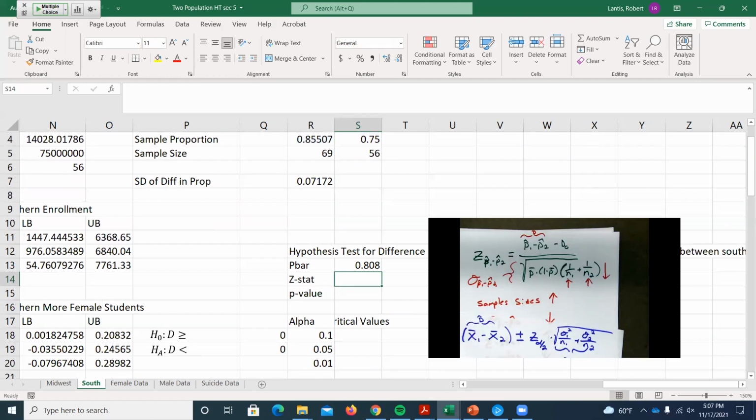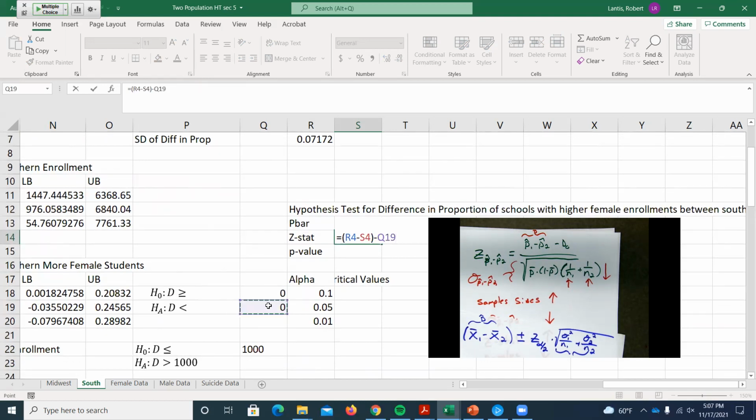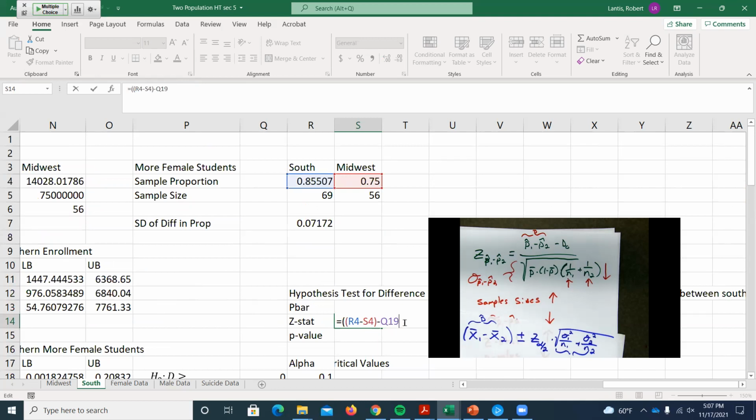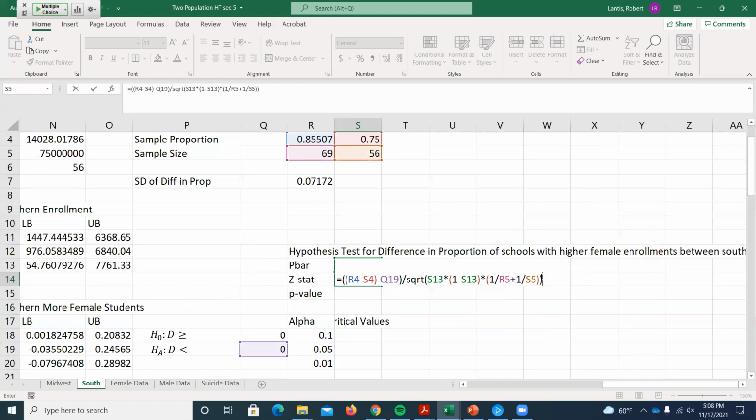I'm then going to use that value for P bar and type in my test statistic equation here. So the numerator is take the South proportion minus the Midwest proportion. We don't have to do anything with that assumed true difference if we don't want to. I'll always give you the assumed true difference of 0. But here, I've got some hypothesized values, so I'm just going to select the 0 that I know is down there. So that's my numerator. Divide that by the square root of P bar, which is in cell S13, times 1 minus P bar, and then multiply that by 1 over the sample size from group 1 plus 1 over sample size from group 2. Okay. So on these test statistics, I just have to use Excel to be my calculator.